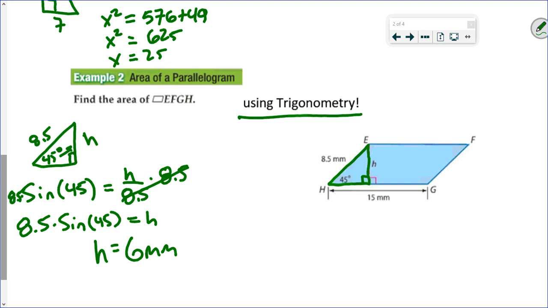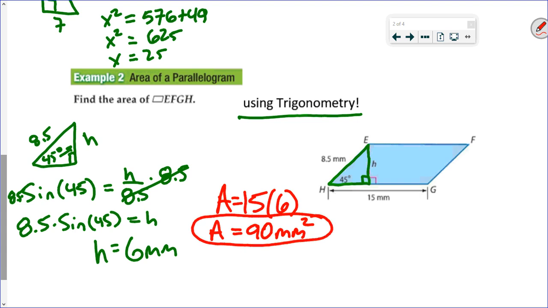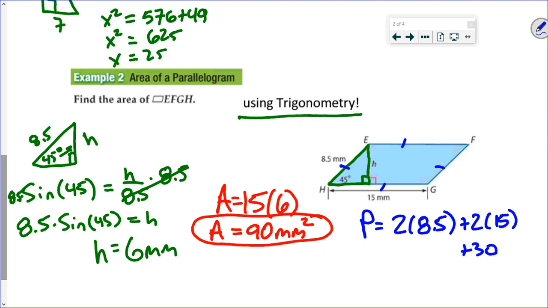So to find the area, we go base. Base is 15 millimeters times height 6. 15 times 6 is 90 millimeters squared. That'll be my area. Finding my perimeter is a little easier here. We go 8.5, and of course the other side would be the same. So 2 times 8.5, 17, plus 2 times 15, 30.